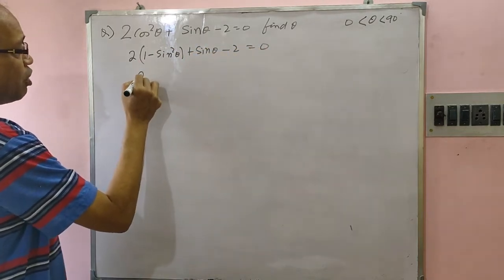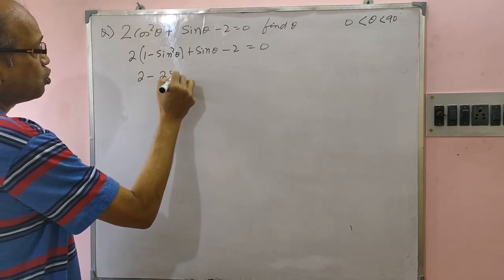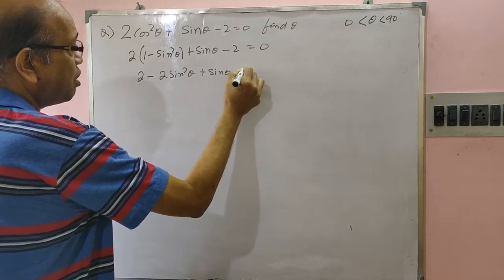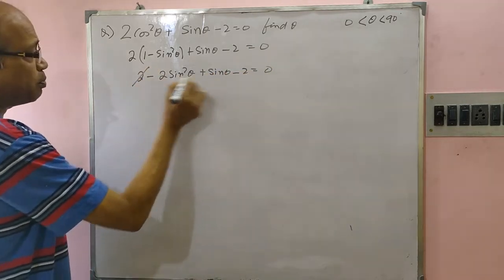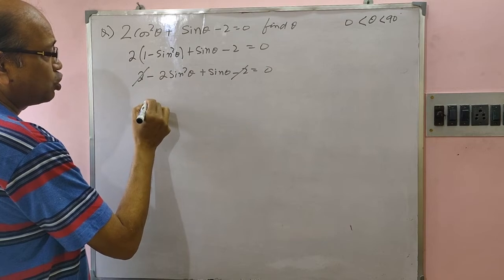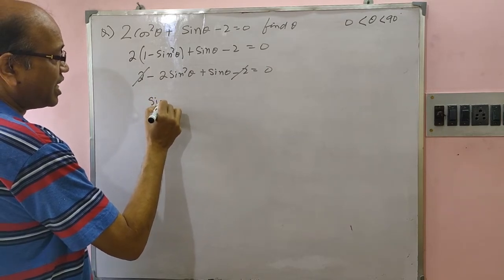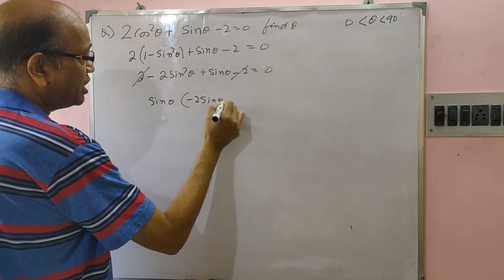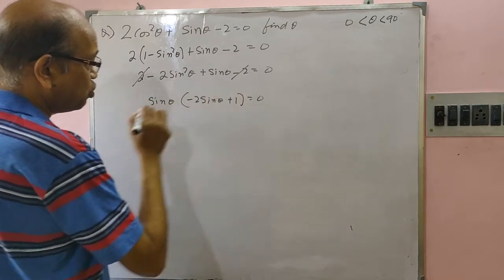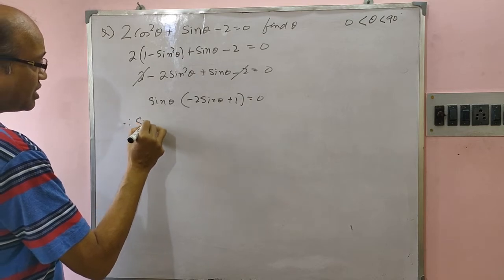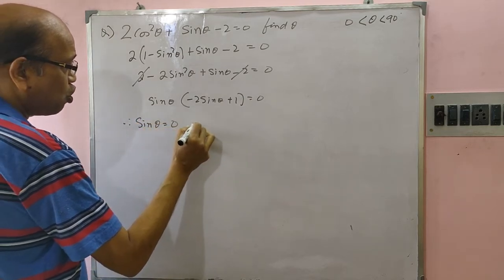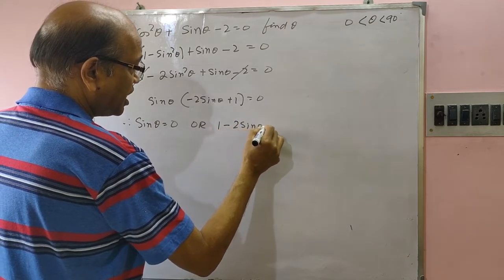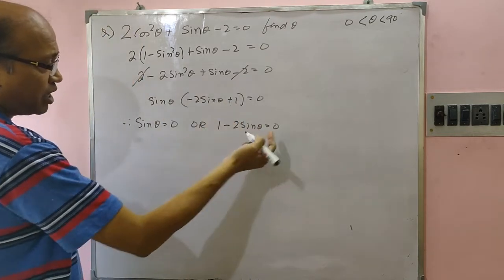Open up the bracket, we get 2 minus 2 sine square theta plus sine theta minus 2 equals to 0. This plus 2, this minus 2 gets cancelled. So if I take sine theta as common, I get sine theta into (1 minus 2 sine theta) equals to 0. Therefore, either sine theta equals to 0 or 1 minus 2 sine theta equals to 0.